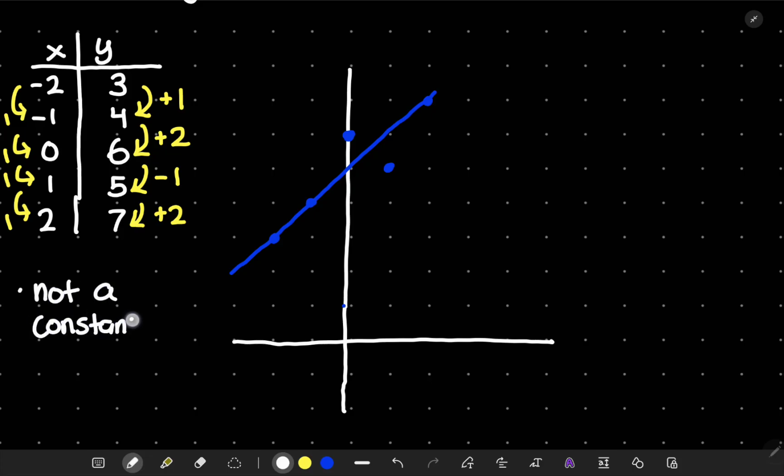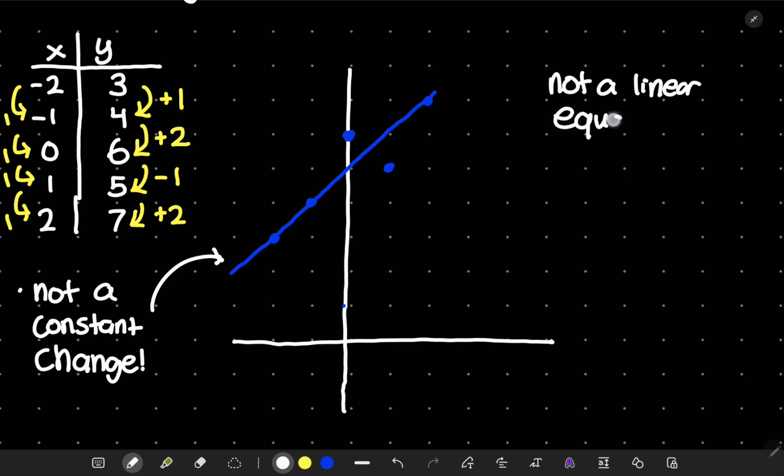So because this is not a constant change, we can see it on the graph. Because this is not shown as a line in the graph, this is not a linear equation. So therefore, that means it has no slope as the answer. So notice that that's going to be it for our table.